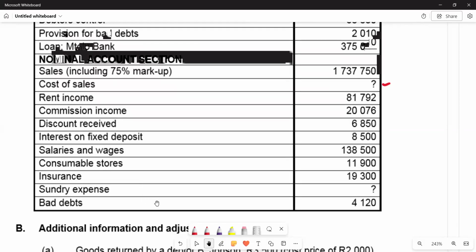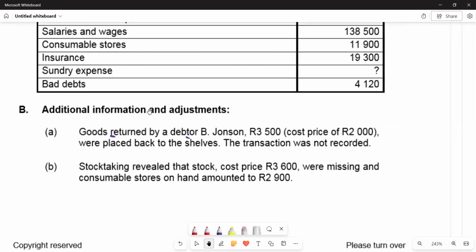But if you go to additional information, and A, you would see that it reads goods returned by debtor B Johnson, 3,500 rands, cost price of 2,000 rands, were placed back on the shelves. The transaction was not recorded. It means we have got returns that took place. Whenever we have returns, we are supposed to subtract them from the figure of sales at selling price. That is at 3,500, which is the selling price. So we subtract them. Then at cost price, we are supposed to adjust the cost of sales.